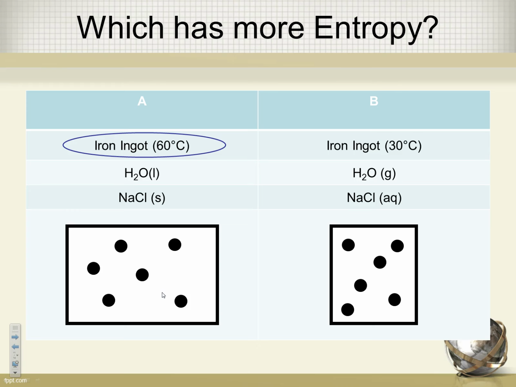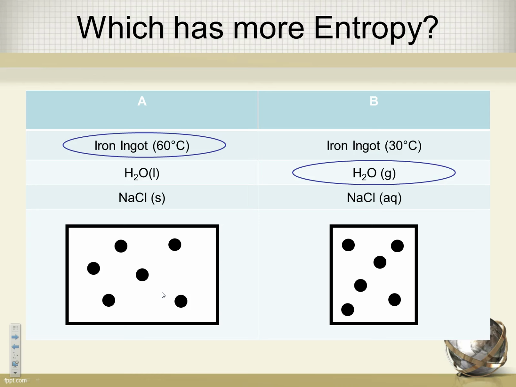Okay, now think about H2O liquid versus H2O gas. In this case, it's the gas. And this is because gases are moving all around their containers, and so they have a lot more freedom of motion than liquids do, and so there are a lot more possible states that they might occupy.